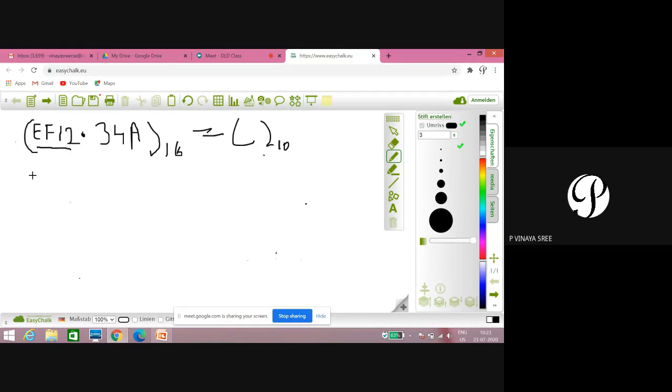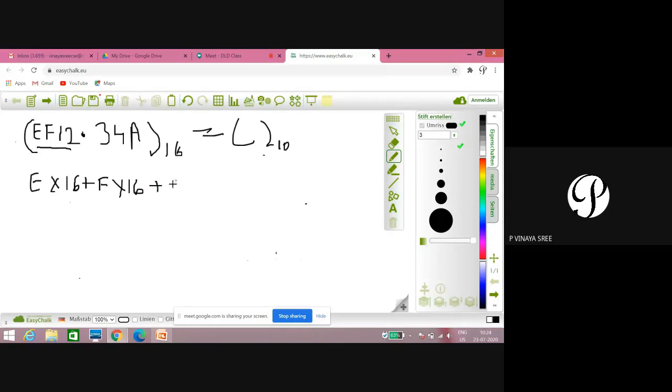You have to do 16. Division or multiplication? Multiplication. Yes, multiplication. E into 16. Don't give powers directly. Plus, you write the number as it is. F into 16. Meanwhile, if you know, you can note down and you can calculate.